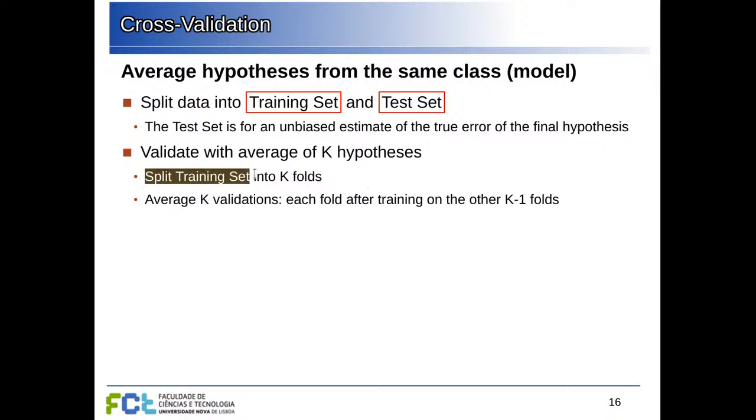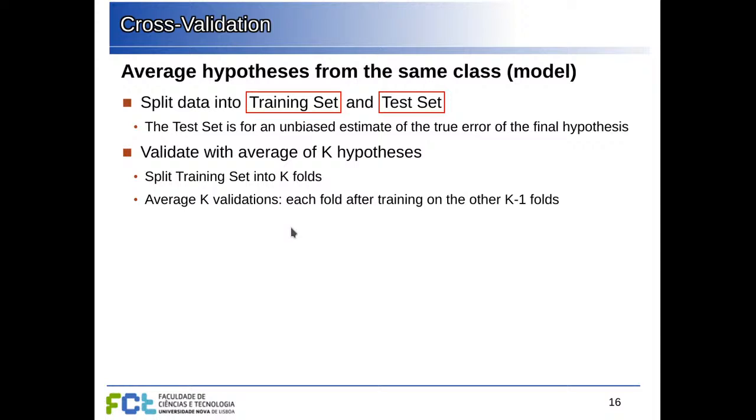We're going to split the training set into k folds. This can be 5 folds or 10 folds; usually it's around that number. And we're going to train the model using k minus 1 of these folds. For example, if we split into 10 folds, we're going to train using 9 of them and then measure the validation error on the fold that is left out. And then we're going to leave out a different fold and repeat the whole process. So if k equals 10, we do this 10 times. If k equals 5, we do this 5 times.